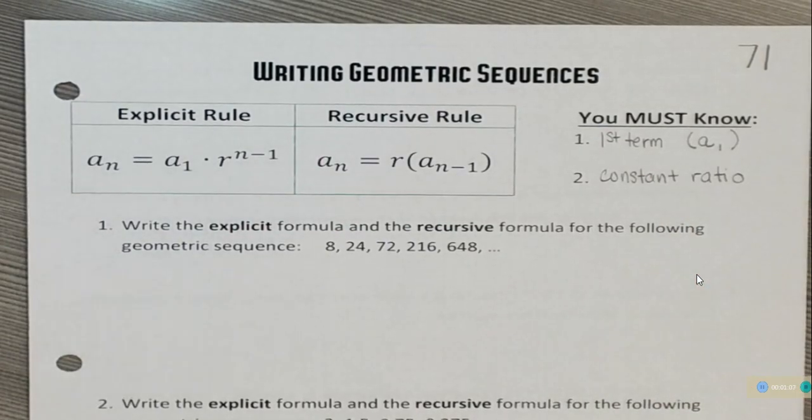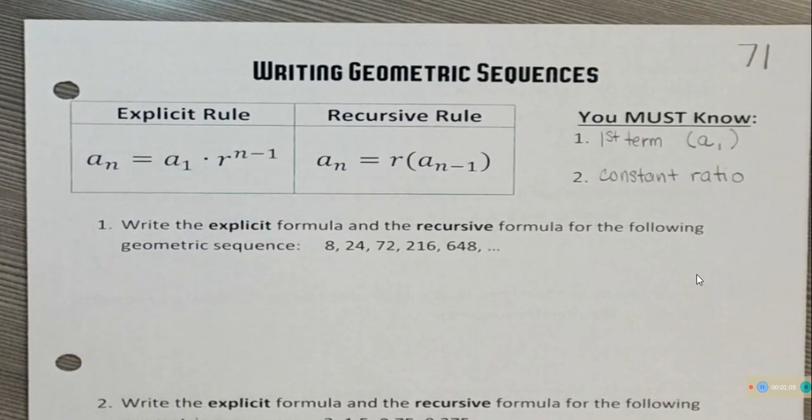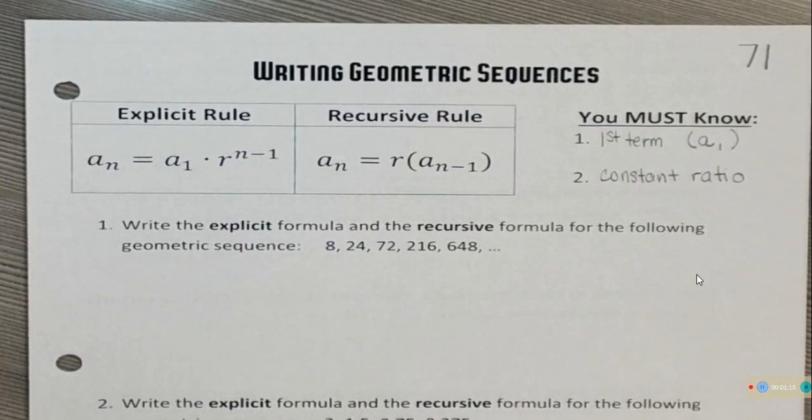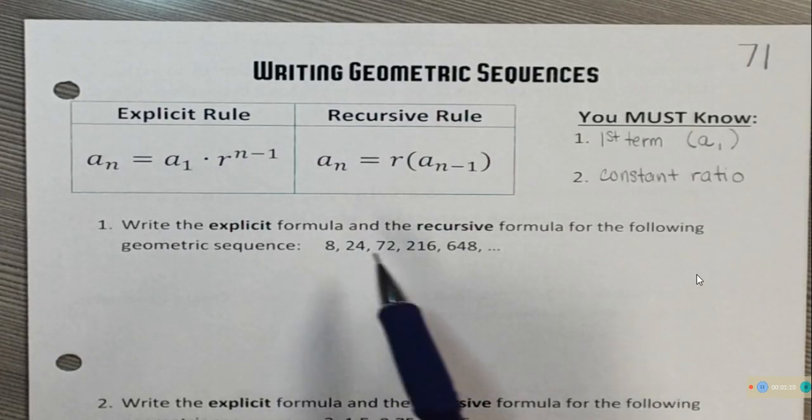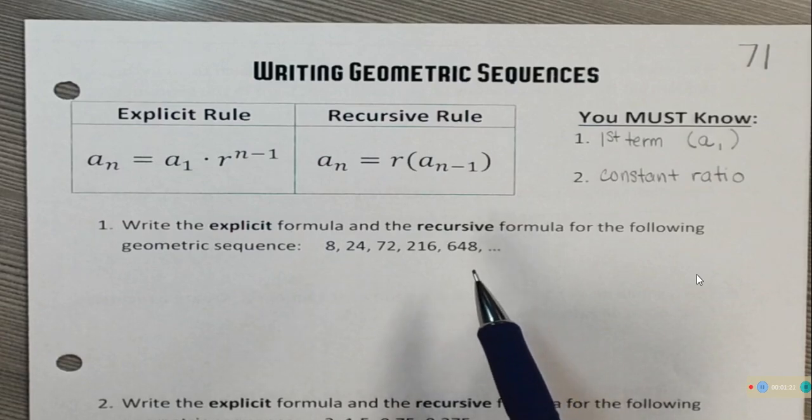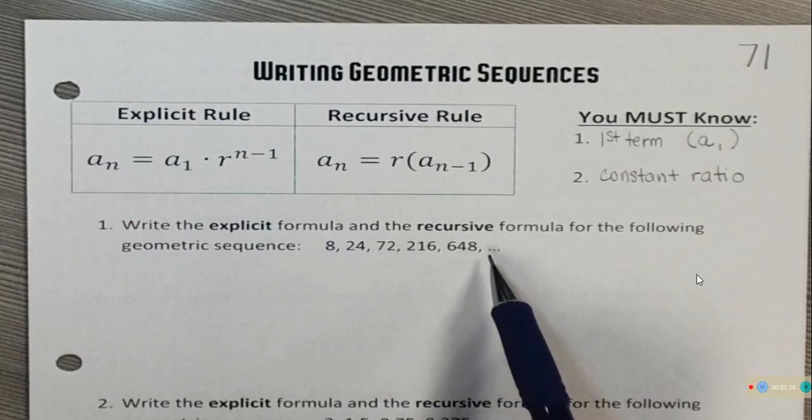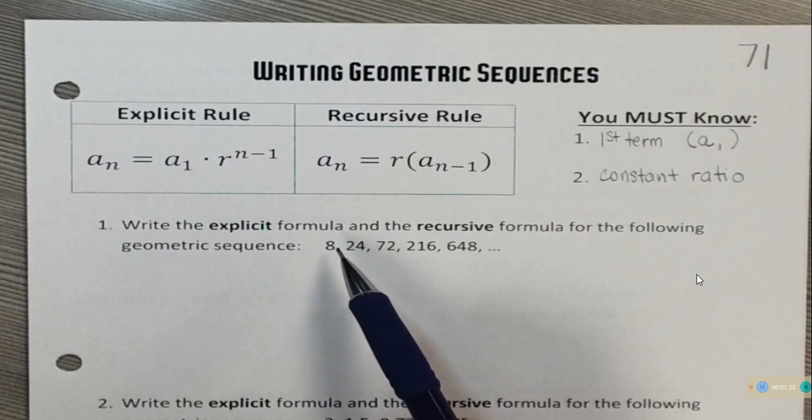Now, sometimes you'll get lucky and the problem will say you have a first term of 7 and a constant ratio of 3. If that's the case, you got it. Other times, I'll give you an actual sequence of numbers. You can find the first term. Where are you always going to find the first term in a sequence of numbers? You're not being a smarty pants. The first term is the first number.